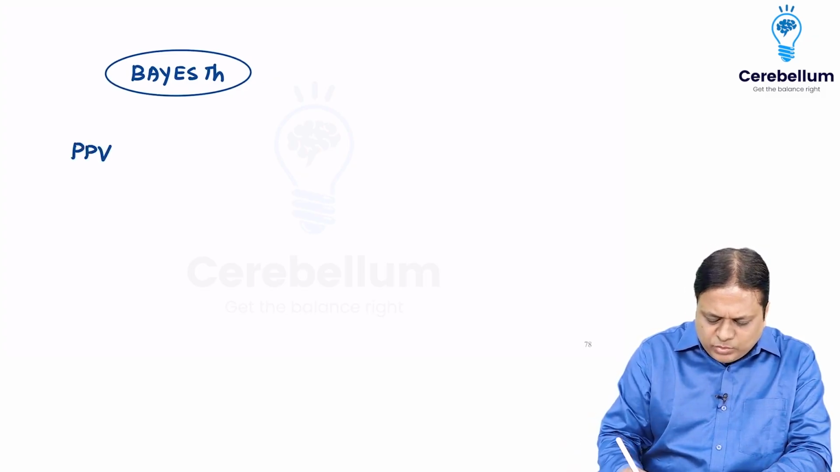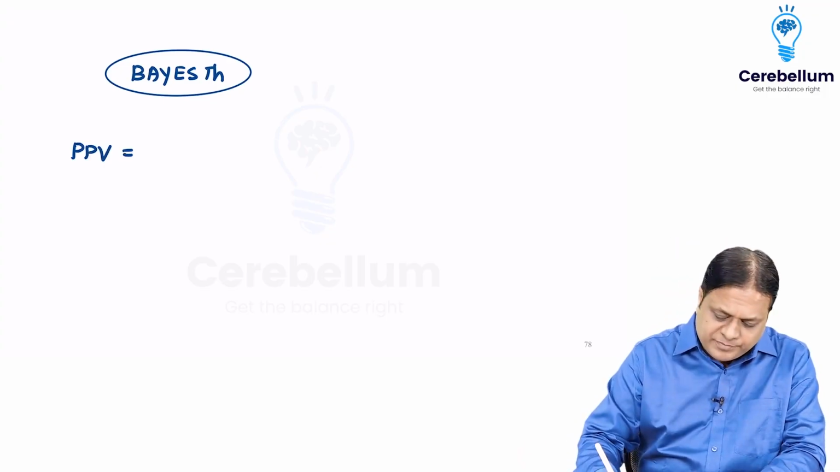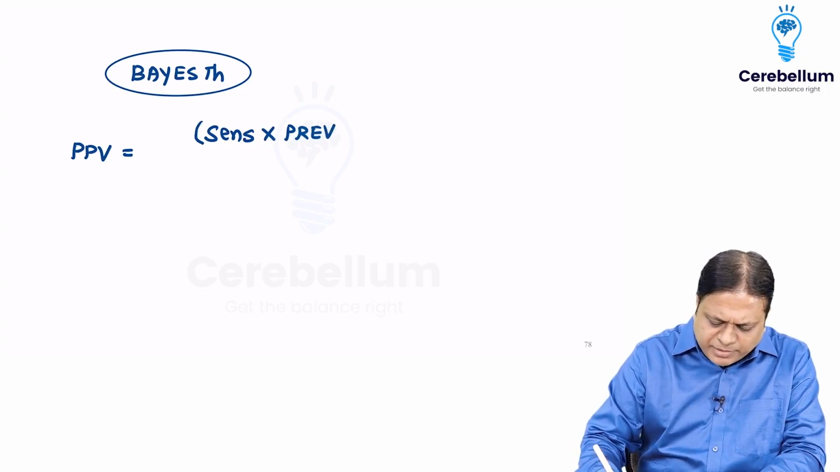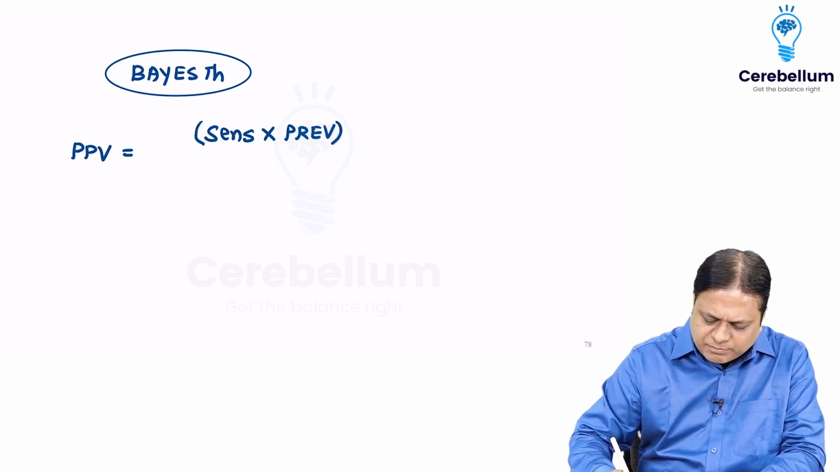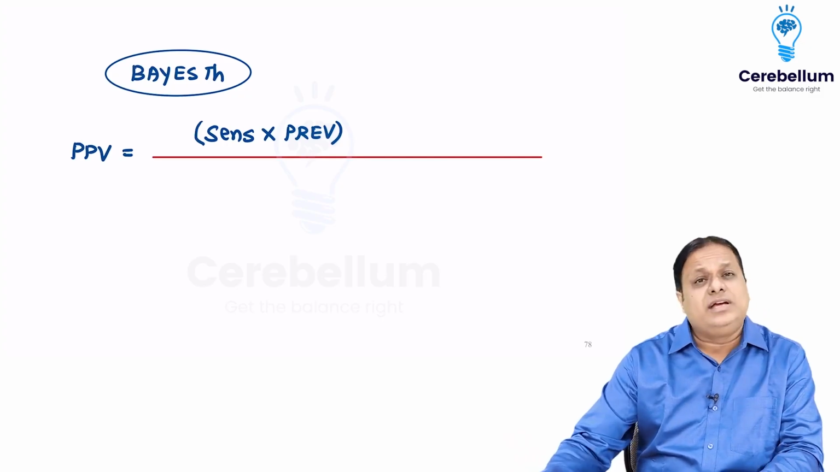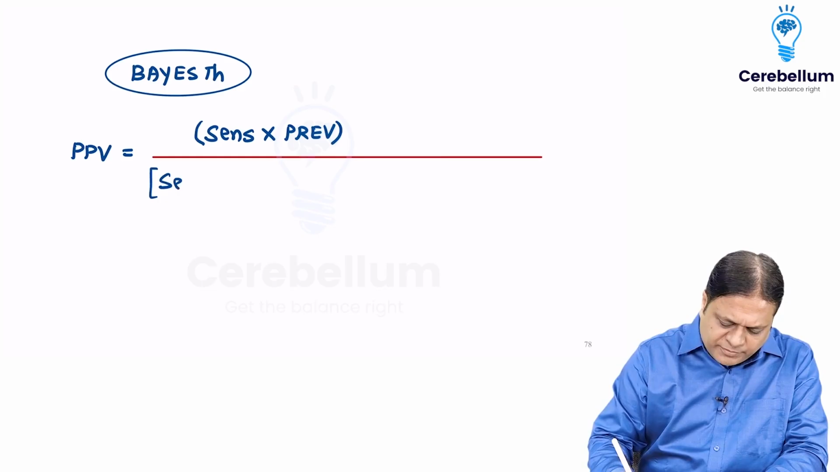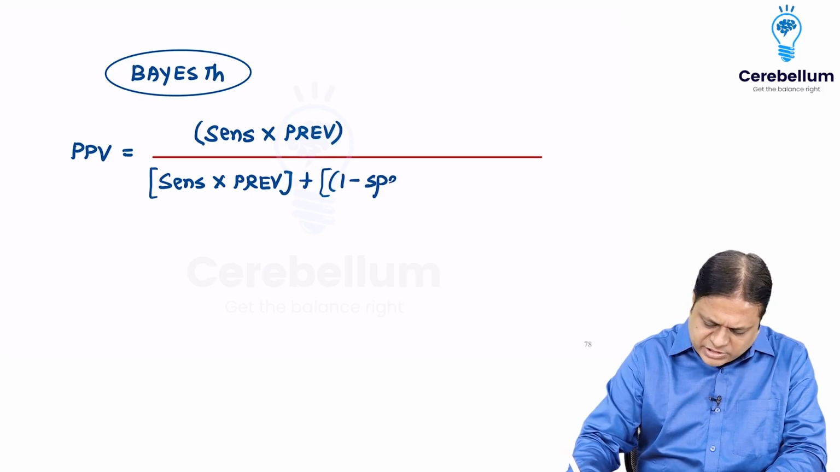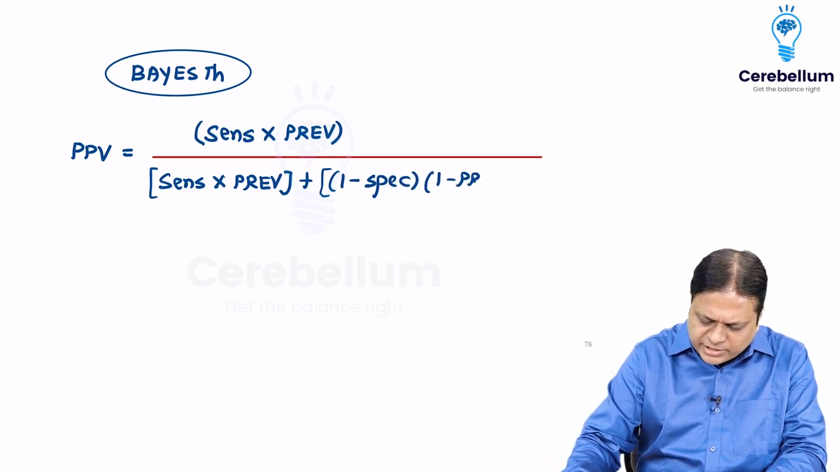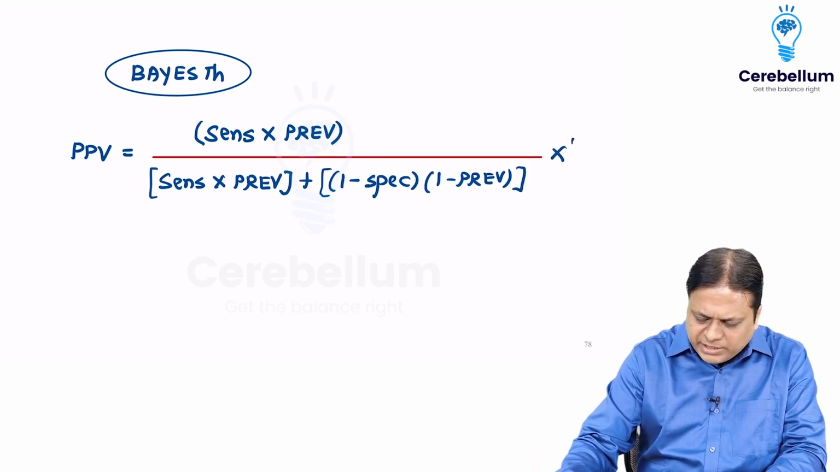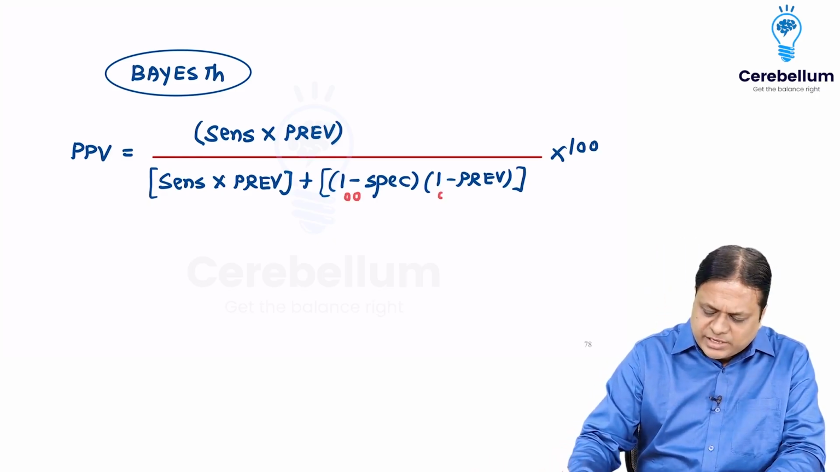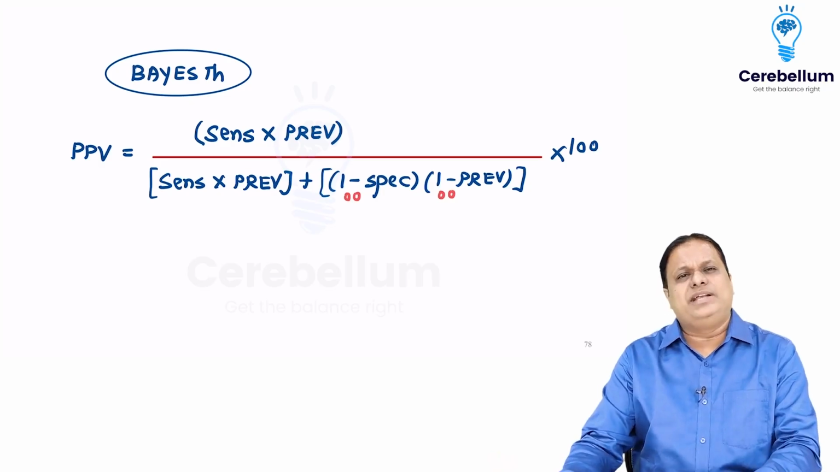positive predictive value depends on three parameters, that is sensitivity, specificity and prevalence of a disease in the given population for which that particular test is used. So it is given by the formula sensitivity into prevalence divided by same sensitivity into prevalence plus 1 minus specificity into 1 minus prevalence. Close the bracket, multiplier is 100. For calculation purposes, please use instead of 100 in the denominator, apply everything in percentage directly.